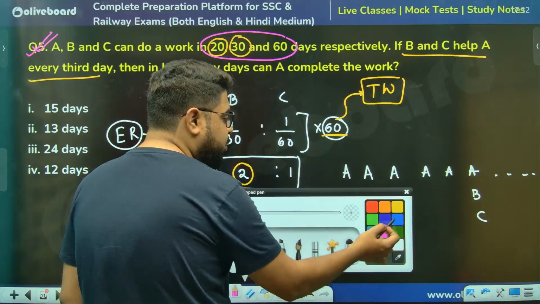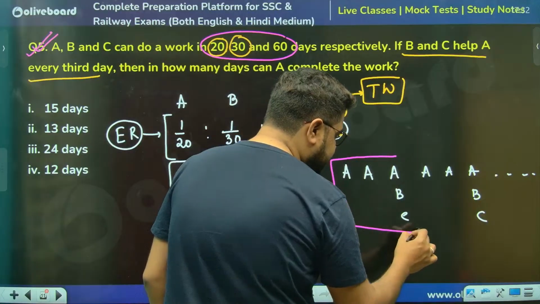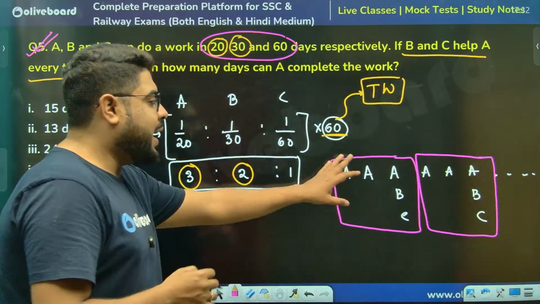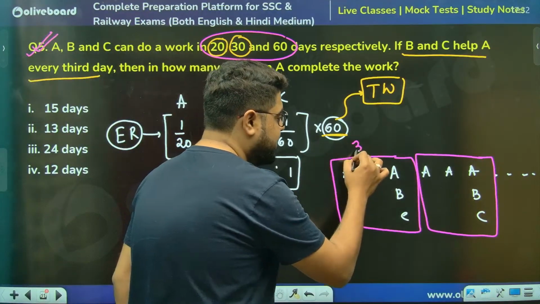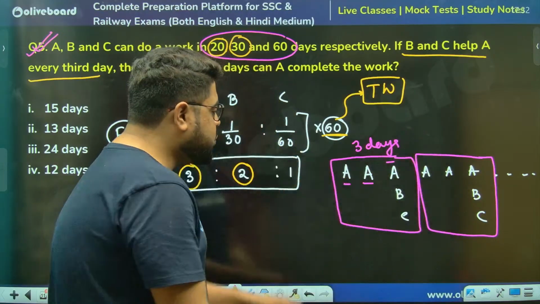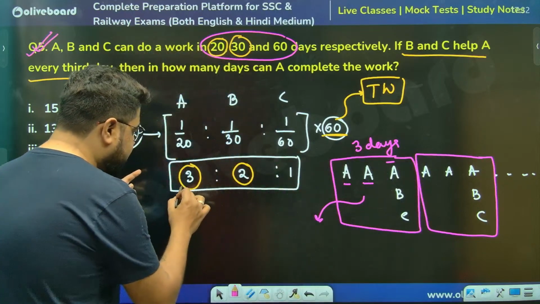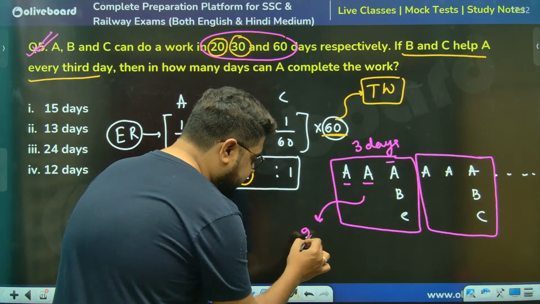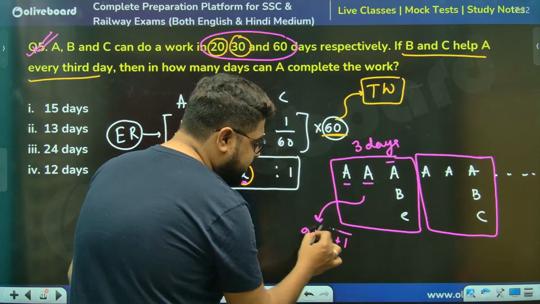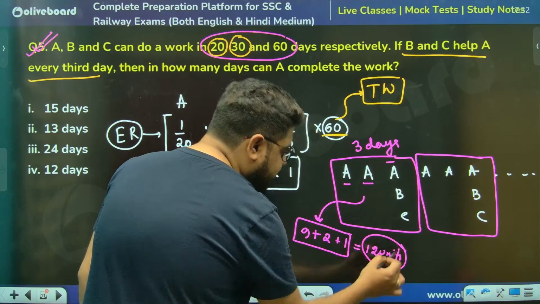So, sir, how much will the packets be? How can I make my packets? You will say packets need to be identical. This is your packet, and one packet is equal to 3 days. You see, 1 day here, 1 day here, 1 day here. And how much work is being done in a packet? A does 3 units every day, so in 3 days A does 9 units. B is doing 1 day's work, that is 2 units. C is doing 1 day's work, that is 1 unit. So total 12 units of work is being done in every packet.